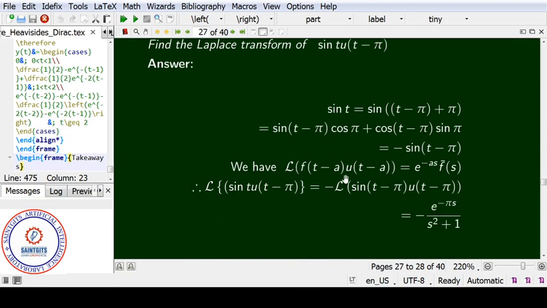Now we use the second shifting theorem: L of f of t minus a into u of t minus a is equal to e raised to minus as into f bar of s. Therefore, our problem L of sin t into u of t minus pi becomes minus L of sin t minus pi into u of t minus pi. Apply the second shifting theorem. The effect of u of t minus pi is e raised to minus pi s. Now hide this term and this pi. Remaining is L of sin t with a negative. L of sin t is 1 by s square plus 1. This negative is here. So the answer to this problem, L of sin t into u of t minus pi, is equal to minus e raised to minus pi s by s square plus 1.